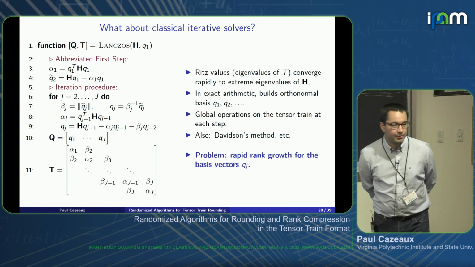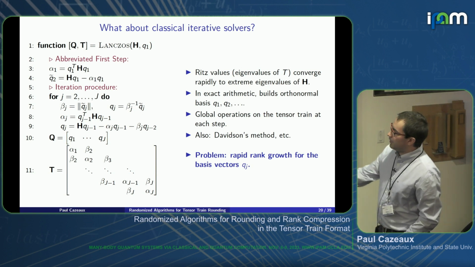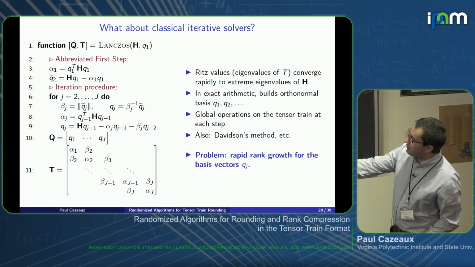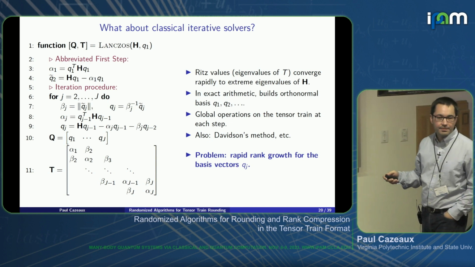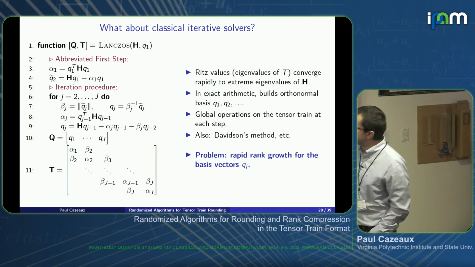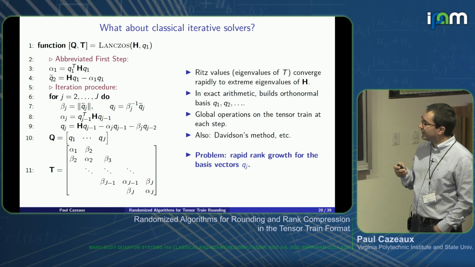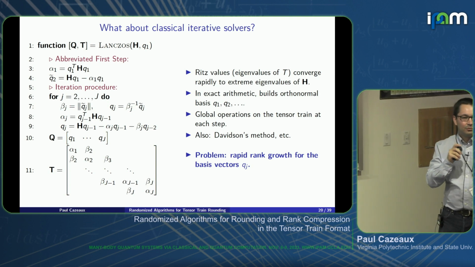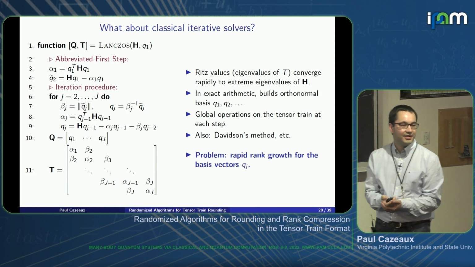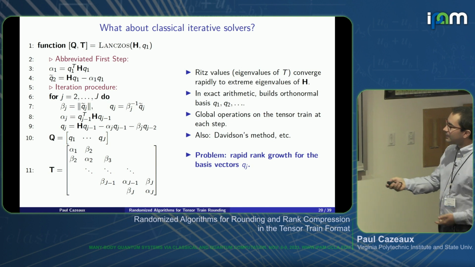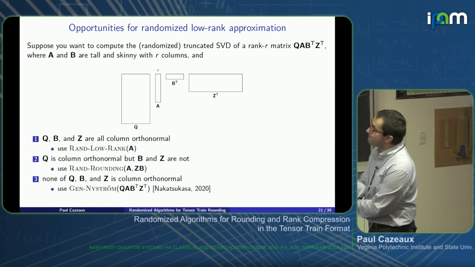But of course, the problem is that I'm doing global operations on my tensor at each step. I'm applying my matrix, and then I'm doing a linear combination. And then I do the same thing at each step of the algorithm. And so this is going to grow my ranks very fast. And as we'll see in the examples from quantum chemistry, actually the ranks of the matrix are so high that even applying it once may be too much. So maybe that's why we're not using Lanczos. The problem is the rapid rank growth in the vectors of the basis that I'm growing.